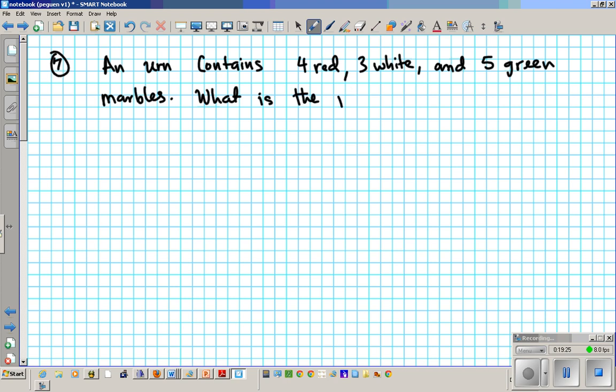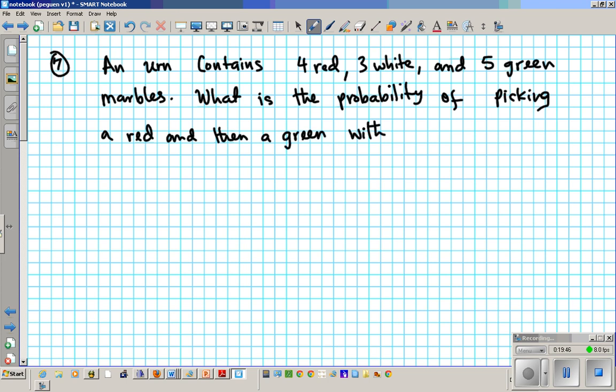What is the probability of picking a red and then a green with A, no replacement, and B, with replacement? Okay?